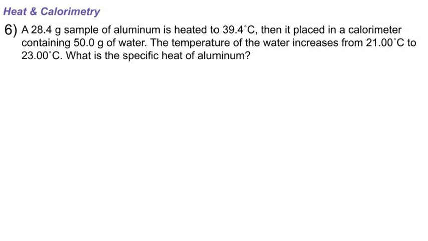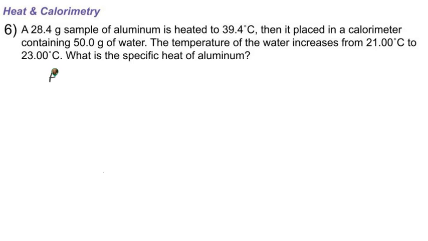Here we have a calorimetry problem. A 28.4 gram sample of aluminum is heated, placed in a calorimeter, and the temperature of the water increases. It's asking us to find the specific heat of the aluminum. So let's start by organizing our information.